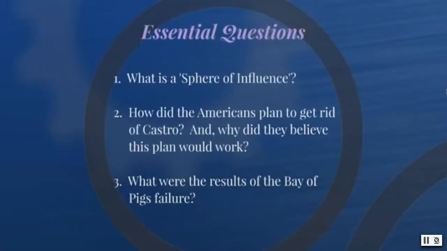The first, what is a sphere of influence? The second, how did the Americans plan to get rid of Castro, and why did they believe that this plan would work? And the third, what were the results of the Bay of Pigs failure?